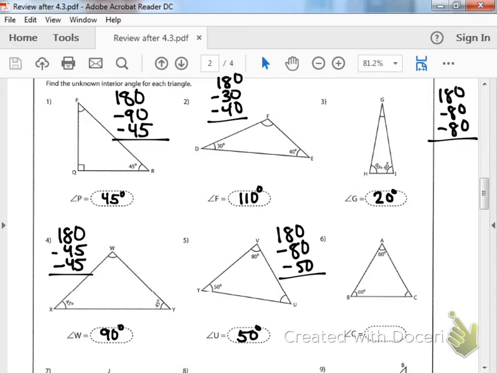Number 6. 180 minus 60 minus 60. 60. Yeah, you should know that one just by looking at it. All right, I'll leave those up there for a second. Any questions? If you didn't show the work on this page, I would not freak out too much. This is something you can easily type in the calculator. But again, I'm going to show it just so everyone knows how to do it.